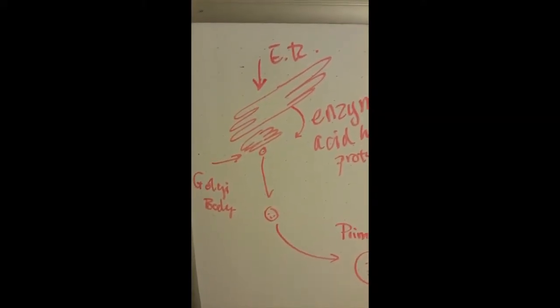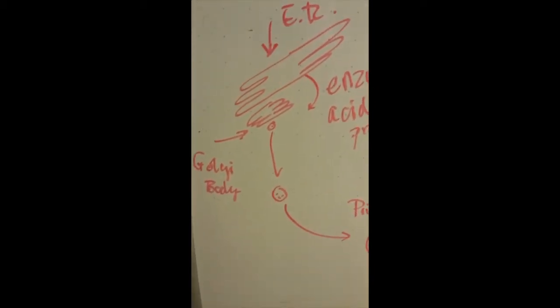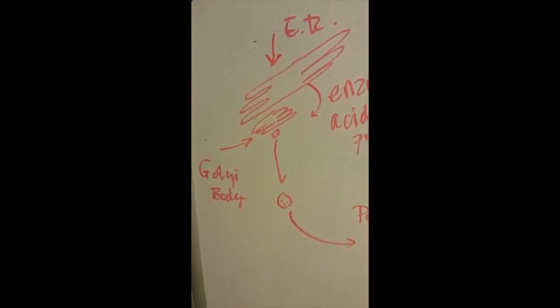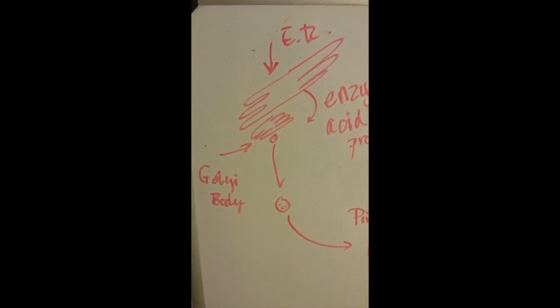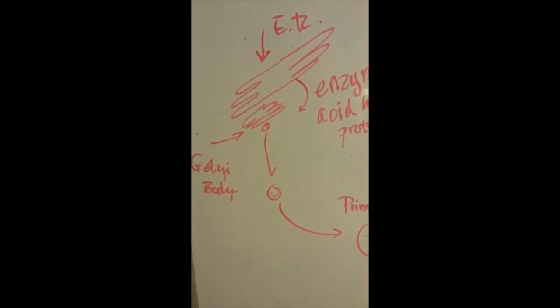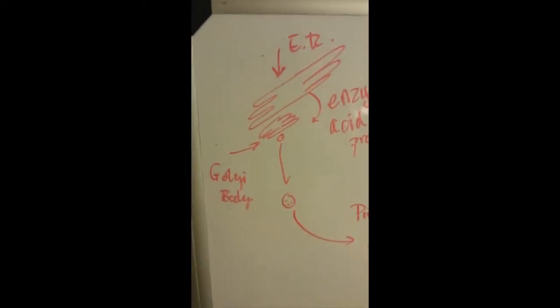Hello everybody. In this video we will be talking about the lysosome. The lysosome is a vesicle containing enzymes that help break down worn down organelles and bacteria attained through phagocytosis.